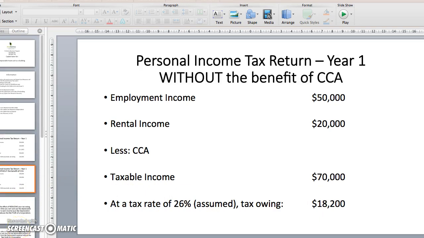Just for illustration, without the benefit of that CCA deduction, he would have had the same $50,000 of employment income, $20,000 of rental income from his tenants, giving a taxable income of $70,000, which would have given him a tax burden or tax owing of $18,000. So the CCA, in effect, is a deduction from business income, and it has the impact of reducing your tax in the years that you're exploiting the depreciable property.